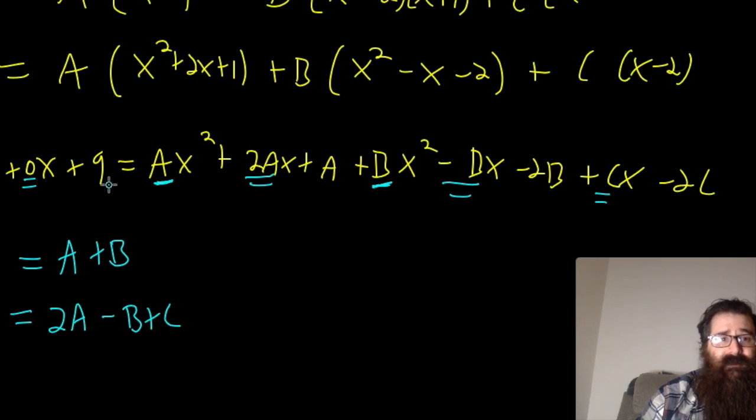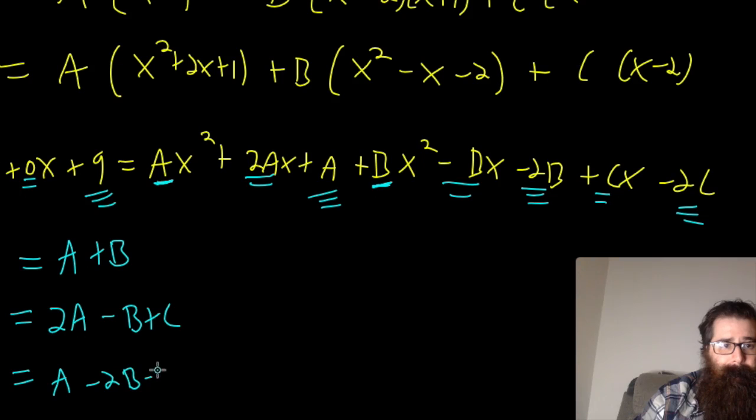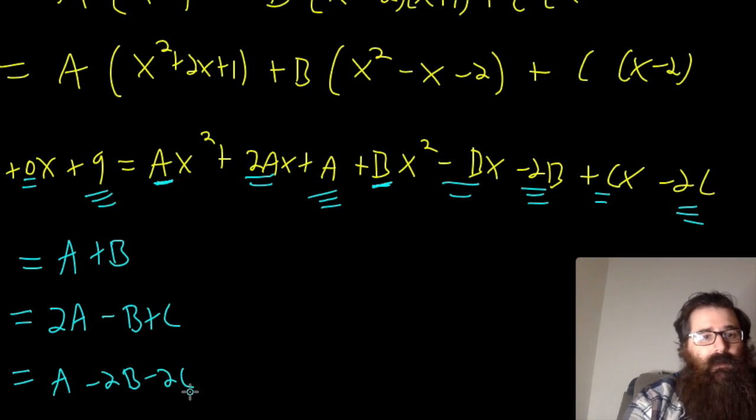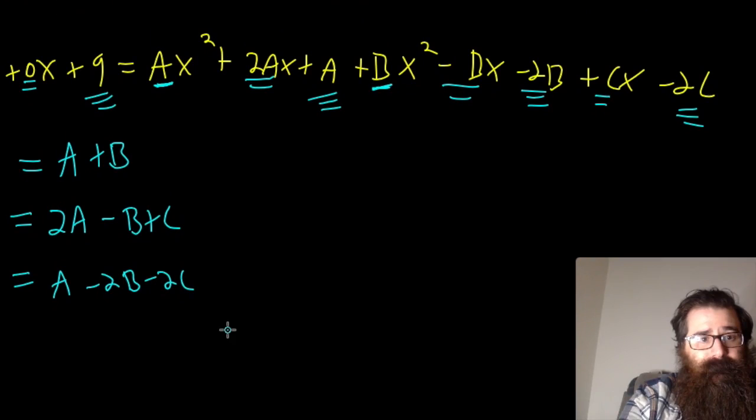And what about the constant terms? Well, on the left, I do have a constant. It's the only thing I have. It's 9. And then on the right, I have a minus 2b minus 2c. And I can start working from here.